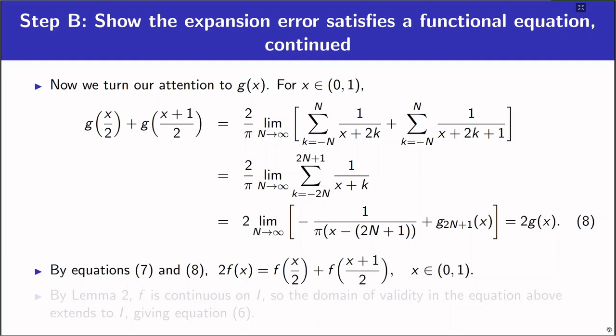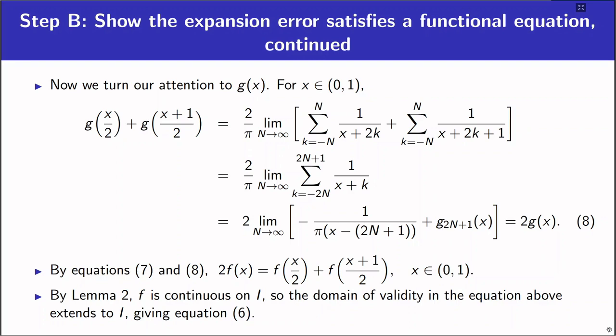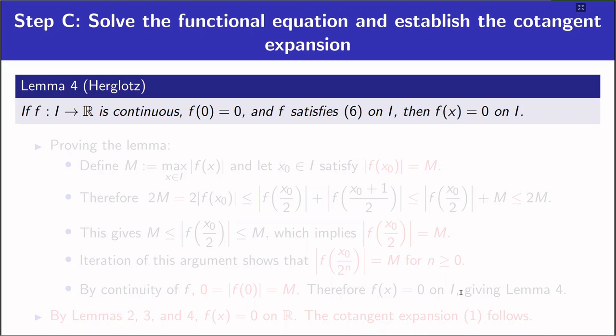By equations 7 and 8, f satisfies the functional equation on the open interval from 0 to 1. But f is continuous on I, so it satisfies the functional equation on this interval as well. Okay, the payoff is right around the corner.